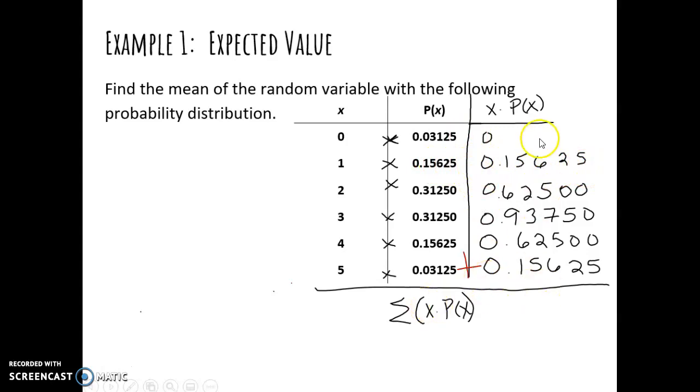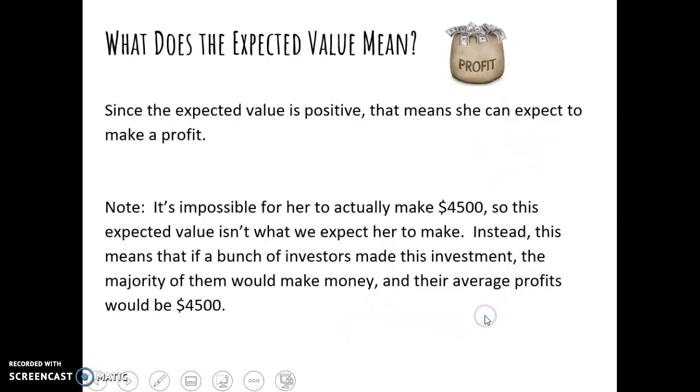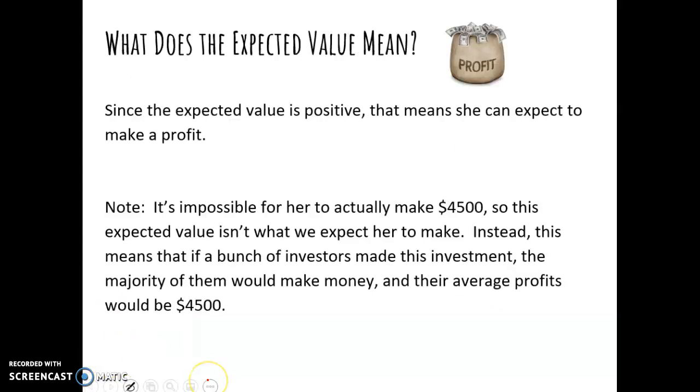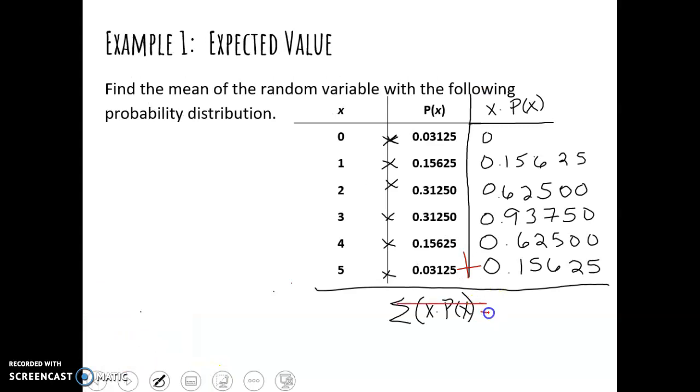When you're finished multiplying all of those, you're going to add all the x times p of x's together, and I believe when you add them together, you get 2.5. So the expected value of that random variable is 2.5.